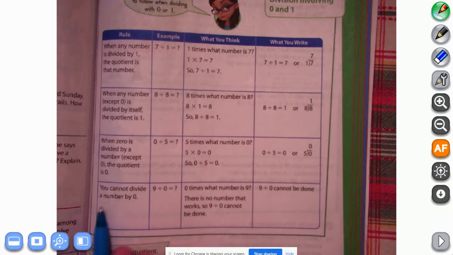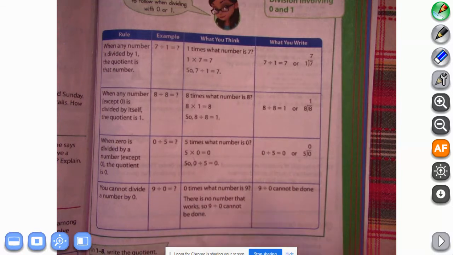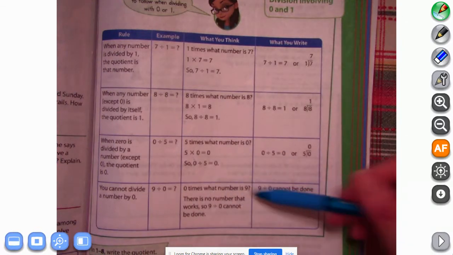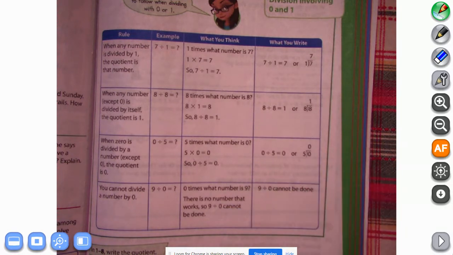You cannot divide a number by 0. 9 divided by 0 equals what? 0 times what number is 9? There is no number that works, so 9 divided by 0 cannot be done.